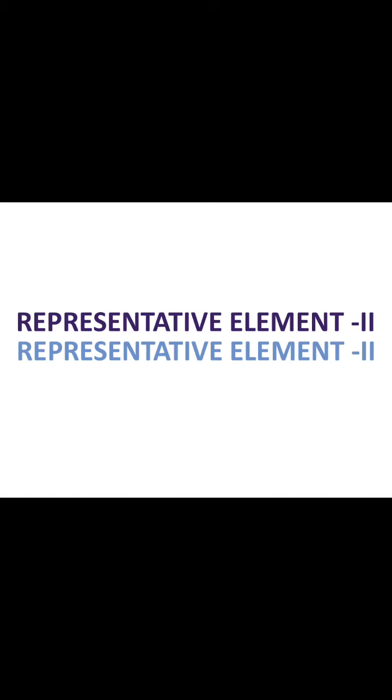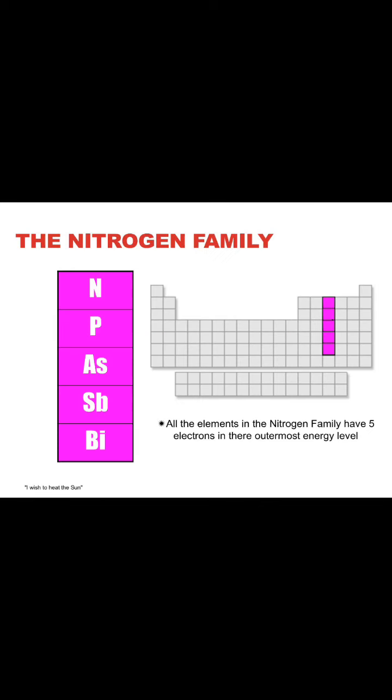Everybody. Today we are discussing the representative element, the next chapter, representative element 2. In representative element 2, we are discussing the nitrogen family, that is from the 15th group till the noble gas. The nitrogen family includes the elements nitrogen, phosphorus, arsenic, antimony and bismuth, in which phosphorus and nitrogen are non-metals, and arsenic and antimony are metalloids. Metalloid means it shows the properties of both metal and non-metal, and bismuth is a metal.